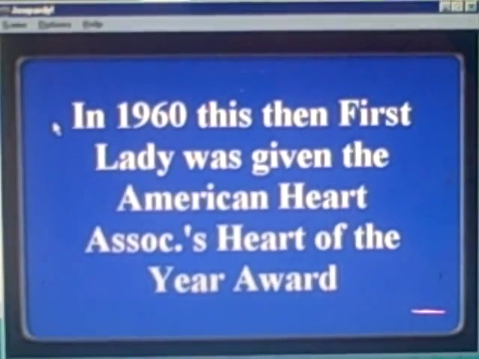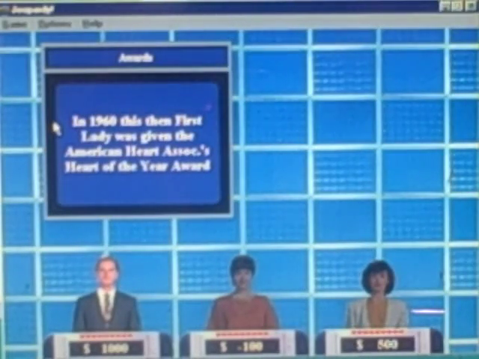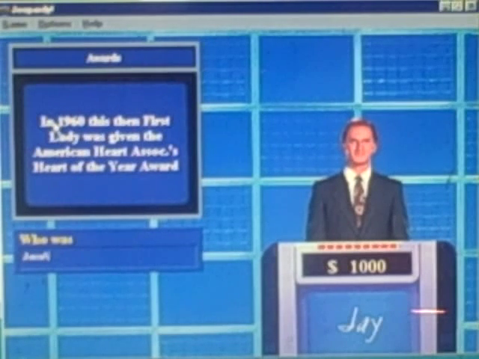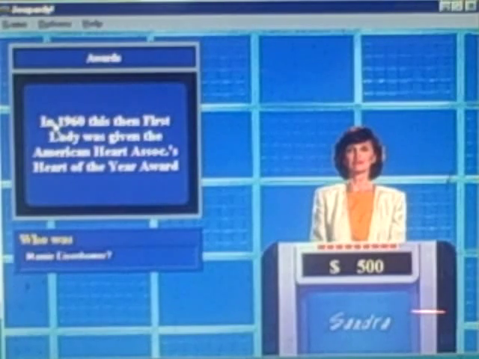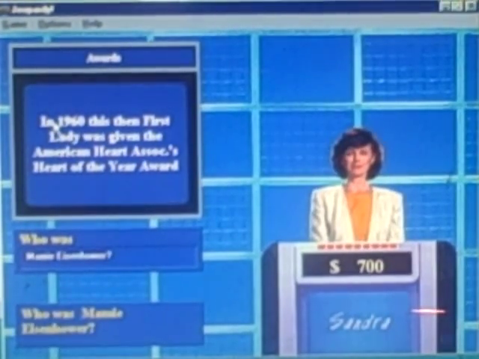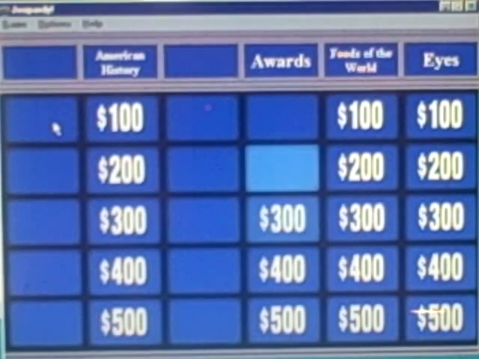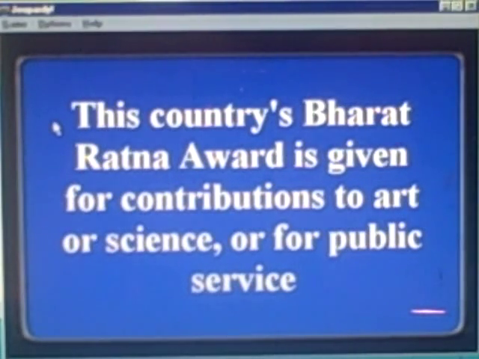Awards 200. In 1960, this then First Lady was given the American Heart Association's Heart of the Year Award. Who is Jacqueline Kennedy? Sorry, incorrect. Anyone else? Is it Mamie Eisenhower? Yeah, you are correct. Awards for 300. This country's Bharat Ratna Award is given for contributions to art or science or for public service.